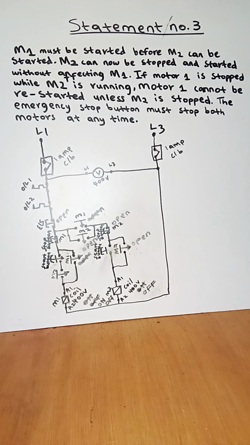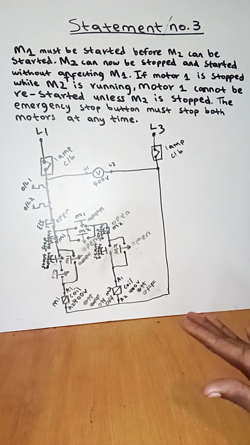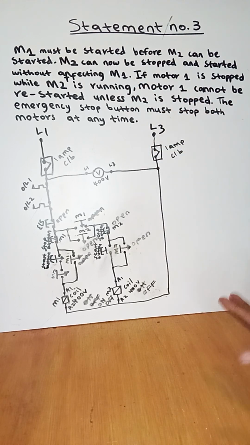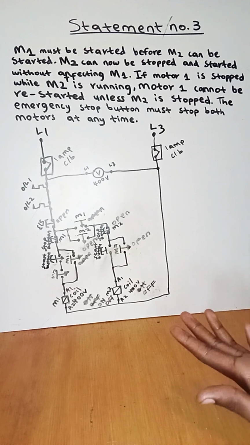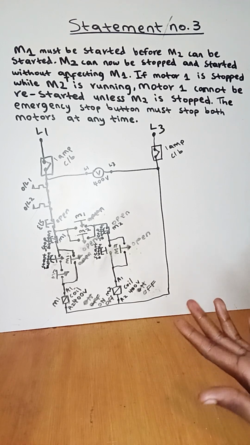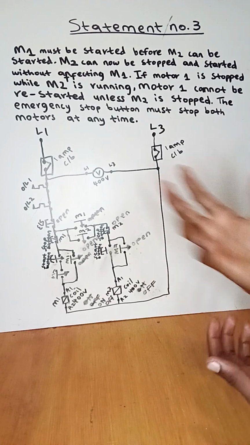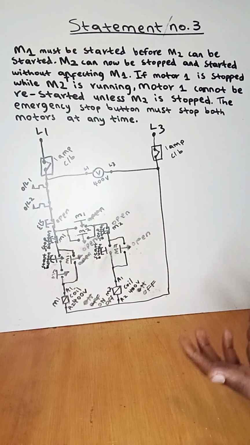So the thing that you have to understand in statement number 3 is by understanding what the sentence tells you. These sentences here, they create contacts for you. Some create contacts, and some are telling you how to operate the contacts that are already there, or the components that are already there.